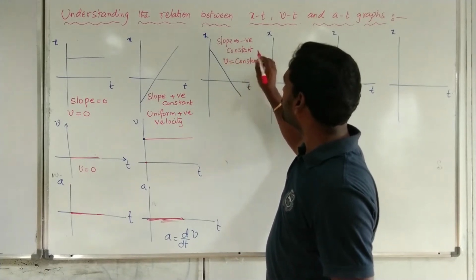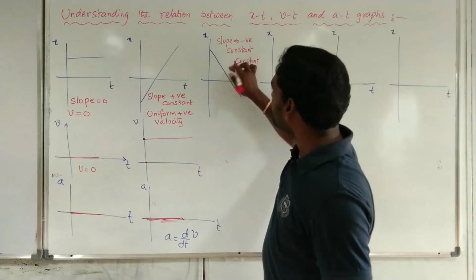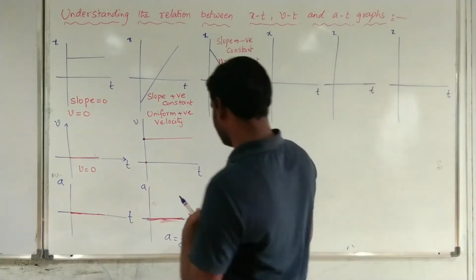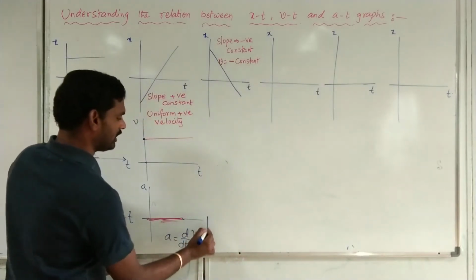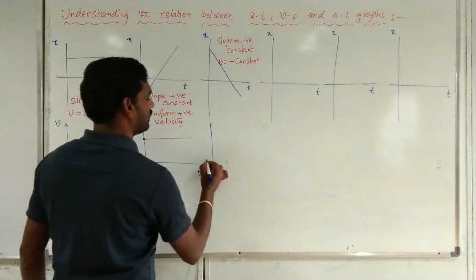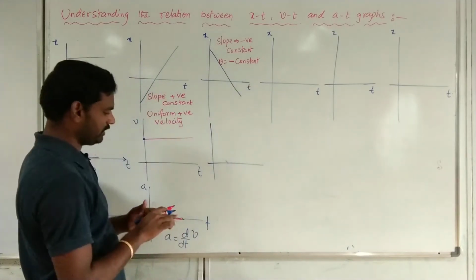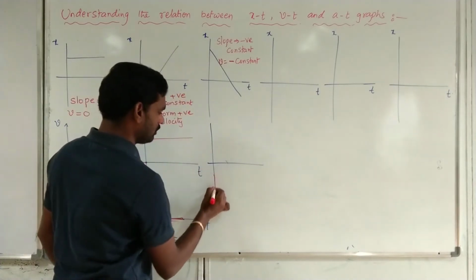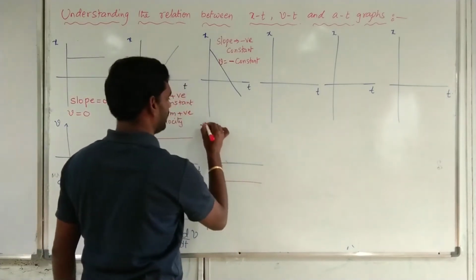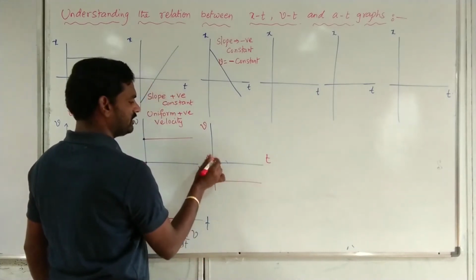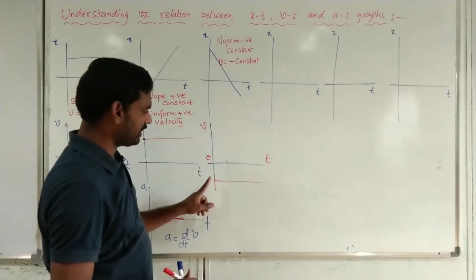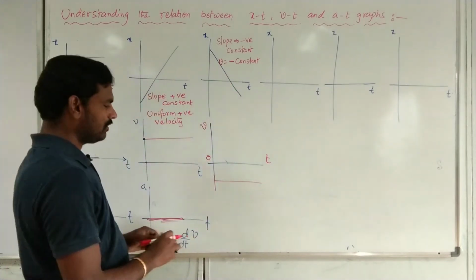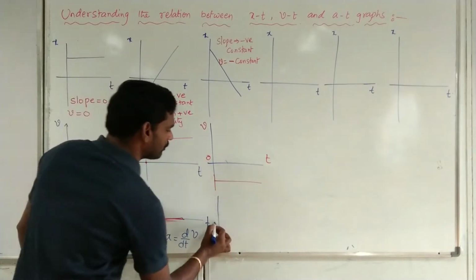and negative. Velocity is negative and constant. So, the respective Vt graph for the above xt graph has negative, constant velocity. This is the origin, upside is positive, downside is negative. Velocity is negative here in this case and it is constant. Okay, right.